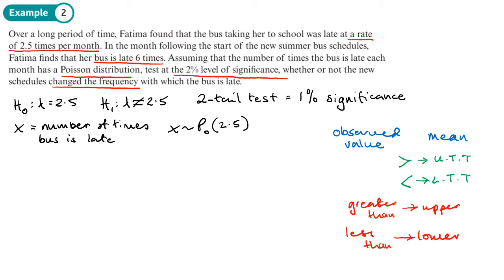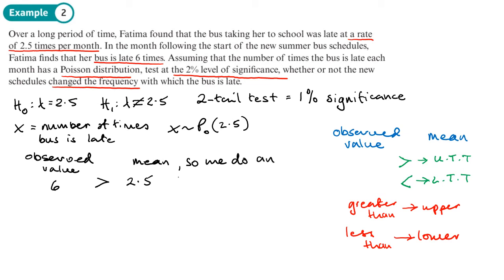And what did we have here? Our observed value was 6 lates, and our mean is 2.5. 6 is greater than 2.5, so we do an upper tail test. So let's continue this down here. So there's our Poisson distribution 2.5, and we want to find a probability.